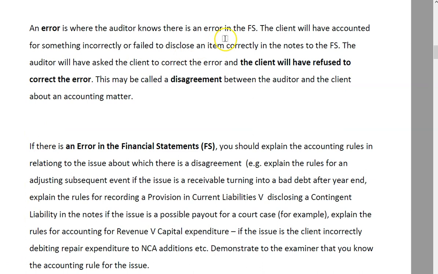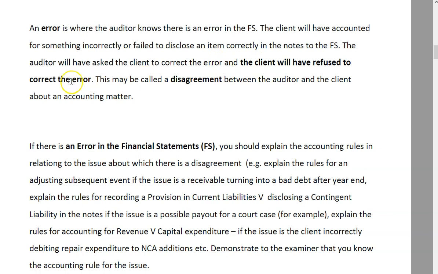An error is where the auditor knows there's an error, so there is something accounted for incorrectly, or there's an item disclosed incorrectly in the notes. So it's not just the P&L and balance sheet we're looking at, or the income statement. You're looking at the cash flow statements and the notes to the financial statements as well.